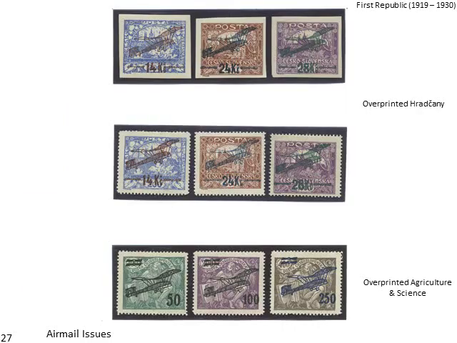Then came the 2 airmail issues, which are overprints of 3 values of Hradčany imperforated and perforated stamps, and of 3 values of the agriculture and science set. Both overprints consist of a monoplane, propellers, and a new value. However, the overprints are different in the positions of the propellers and the new values in the last set.